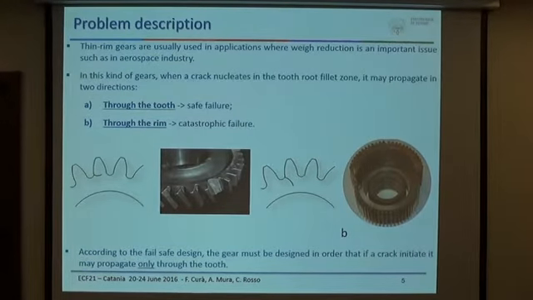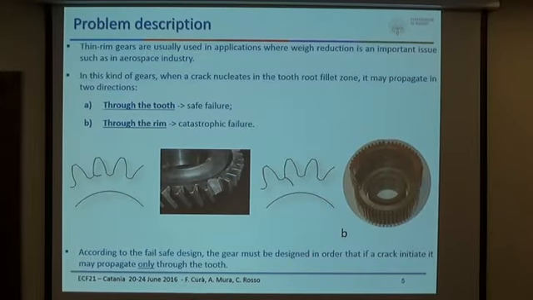The problem in lightweight gears, which are mainly used in aerospace applications but also find application in the automotive field, in particular in new electric cars, is that the rim is thin. If a crack nucleates, it can propagate mainly in two directions: one in the tooth direction and the other in the rim direction. If the crack propagates through the tooth, we have a so-called safe failure, because if the tooth is removed, the consequence is not as dangerous as when the crack propagates through the rim, because we have a big portion of the wheel that is thrown away.